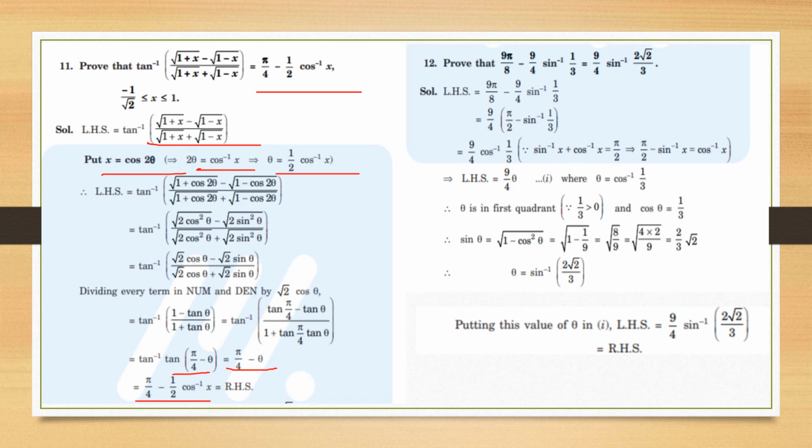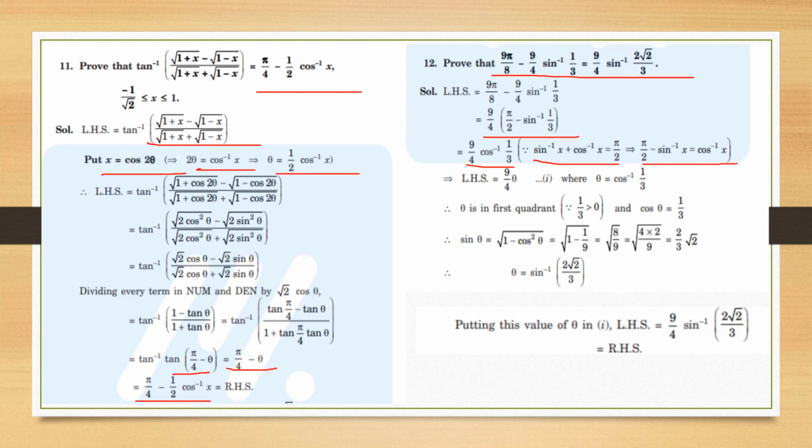Number 12: prove that 9π/8 − (9/4) sin⁻¹(1/3) = (9/4) sin⁻¹(2√2/3). Okay, so the left hand side, let us consider it as (9/4)(π/2 − sin⁻¹(1/3)). So it is (9/4) cos⁻¹(1/3), because we know that if sin⁻¹θ + cos⁻¹θ is 90°, then 90° minus sin⁻¹ will be cos⁻¹. So in that way it can be adjusted.